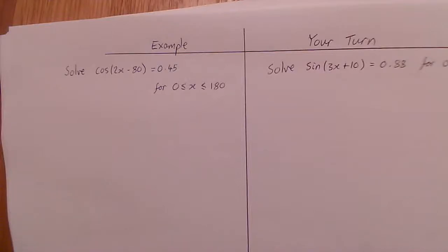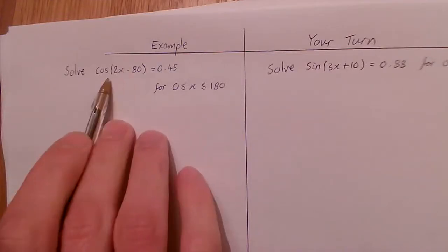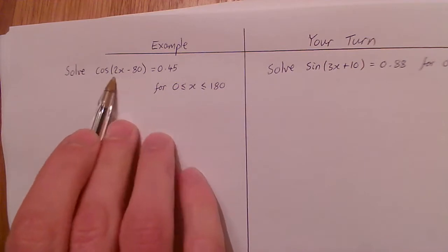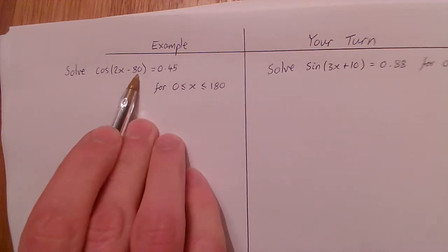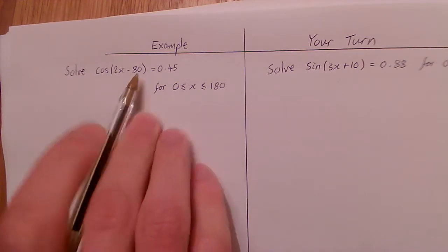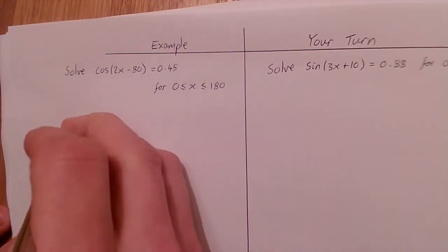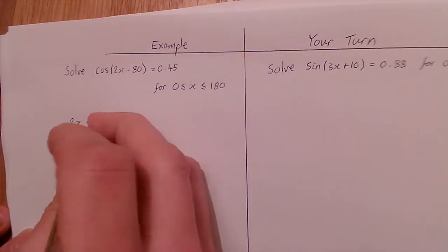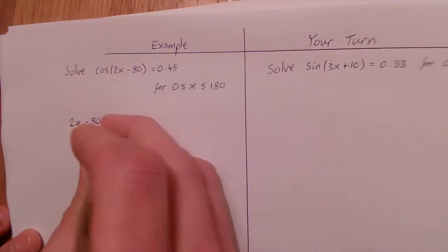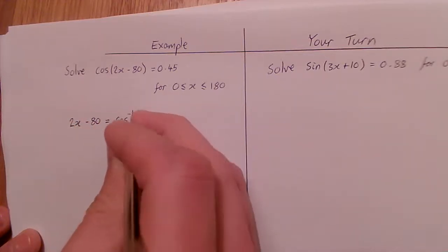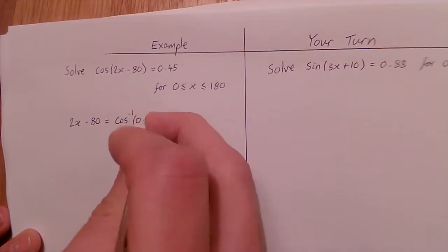Okay, so we are rejoining the same concept. Again, we've got something in here as our angle that's not just a straightforward x. So that's the thing that adds complexity to these questions and what we're going to focus on. Our starting steps remain the same though. We've got 2x minus 80 is equal to, and we just have to invert our cosine.